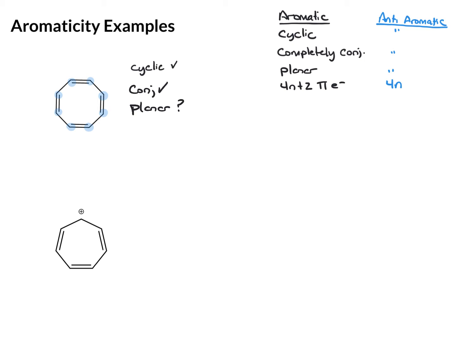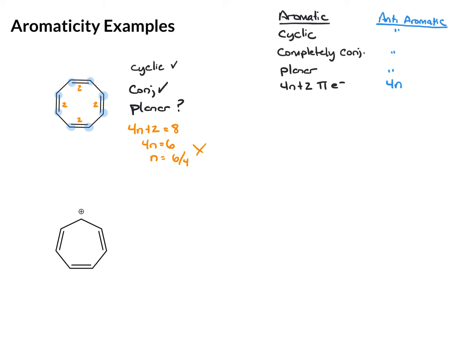The final thing to look at are the 4n plus 2 pi electrons. Well, let's count up the pi electrons. Every double bond is 2. So there's 2, 4, 6, and 8. So what we want to do is set our equation 4n plus 2 equal to 8 and solve for n. So we end up with 4n equals 6. n is 6/4. That's not an integer number. So it's definitely not an aromatic compound.